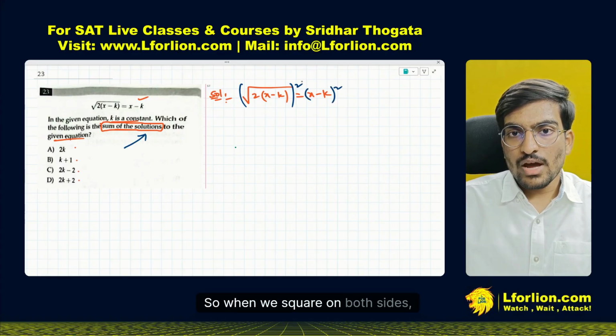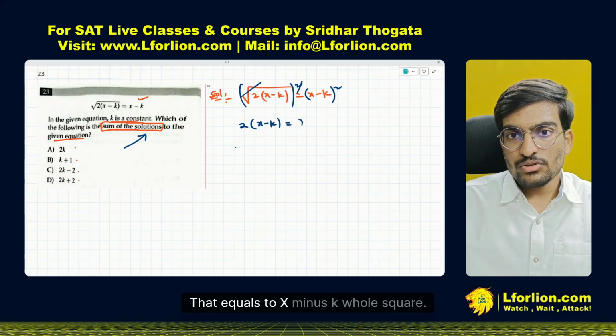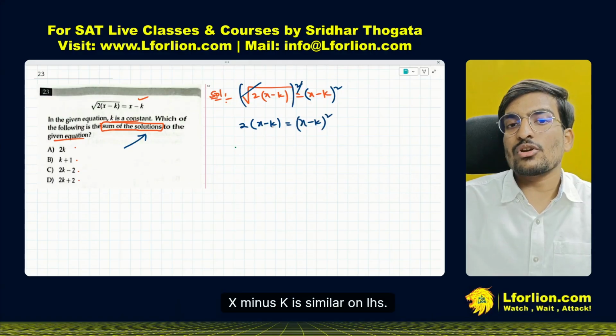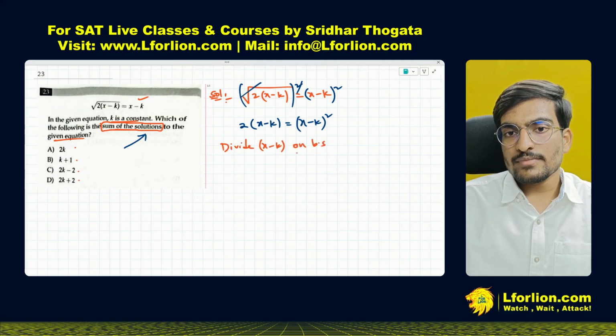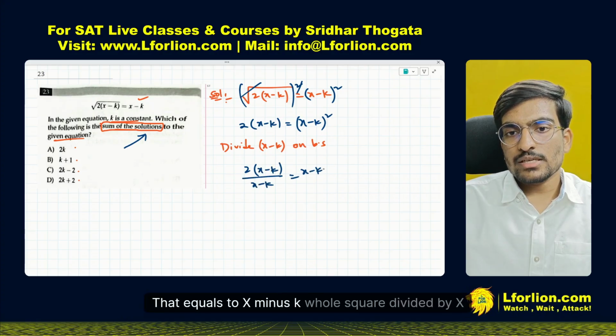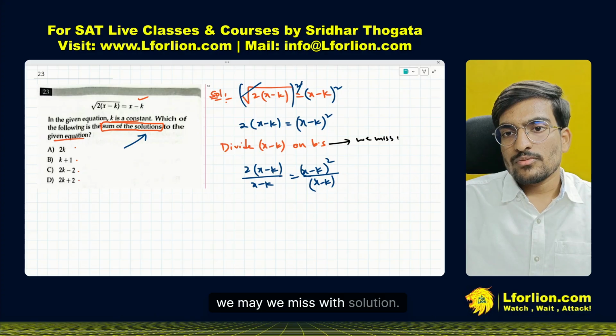When we square on both sides, this will be 2 into x minus k equals x minus k whole square. So x minus k is similar on LHS and RHS. Divide x minus k on both sides. So what do I get? 2 into x minus k divided by x minus k equals x minus k whole square divided by x minus k. When we do this, we miss a solution.